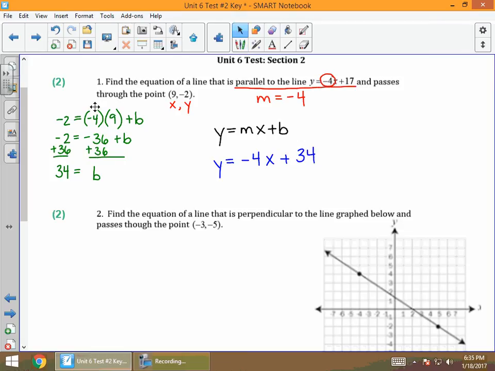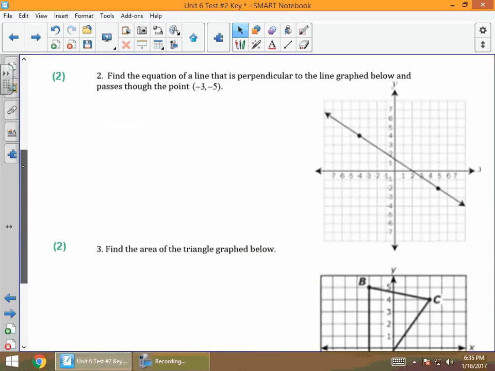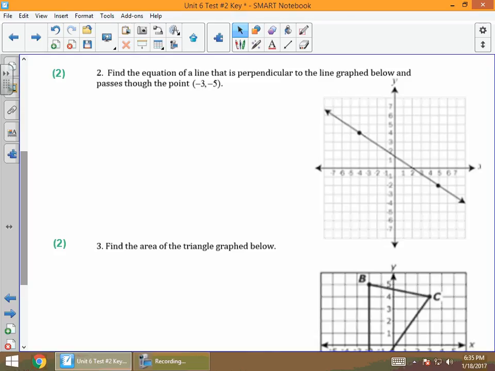Question number 2, very similar to question number 1 in regards to they're giving me some information, and I have to find the equation of the line. So it says find the equation of the line that is perpendicular to the line that's given. Okay, well that means this is going to tell me what my m value is. But first I need to know the slope of the line that's given. So what is this slope right now?